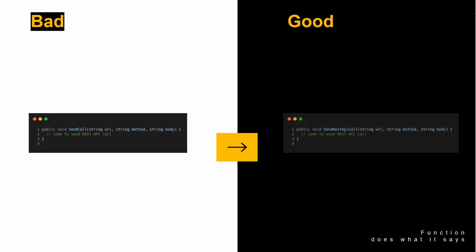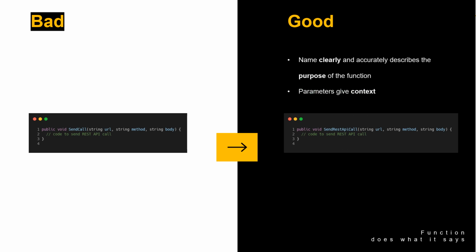In the good example, the function name sendRESTAPICall clearly and accurately describes the purpose of the function. It's clear that this function is responsible for sending a REST API call, and the parameters URL, method, and body give some context about how the call is being made.